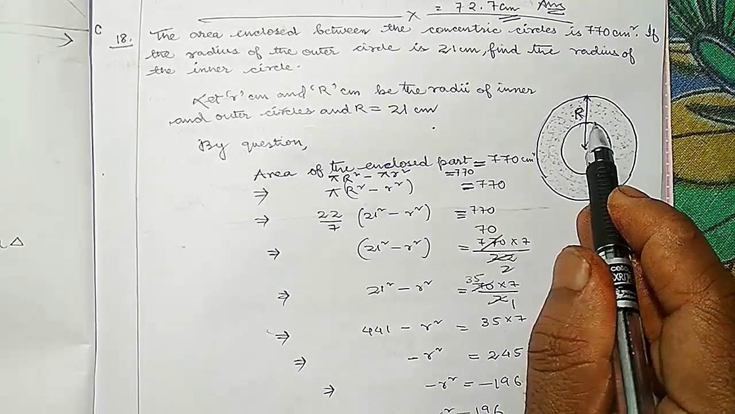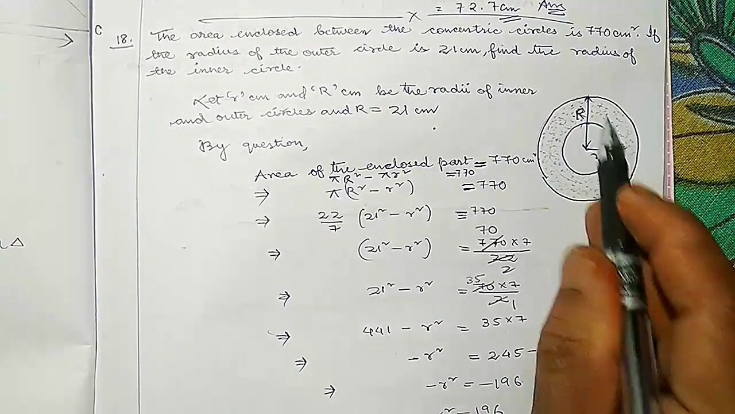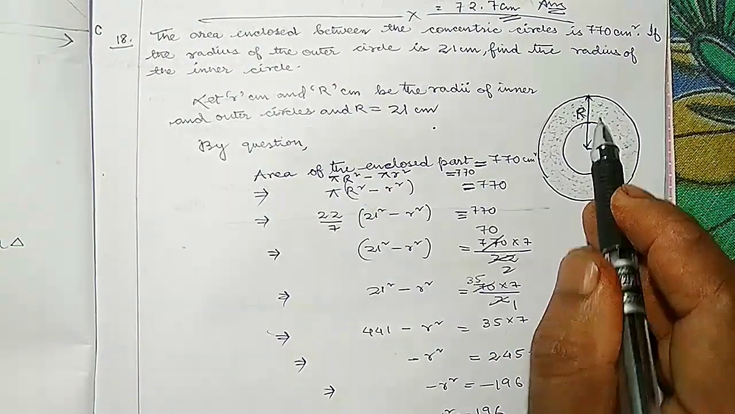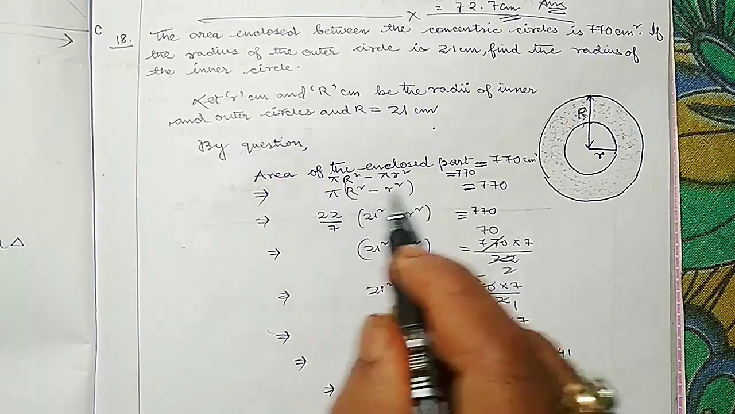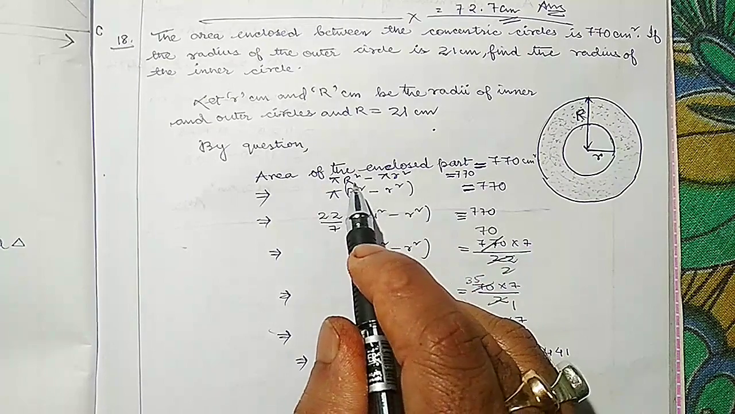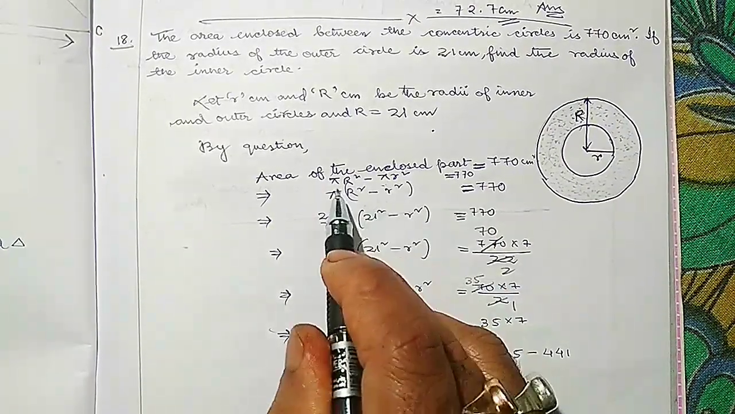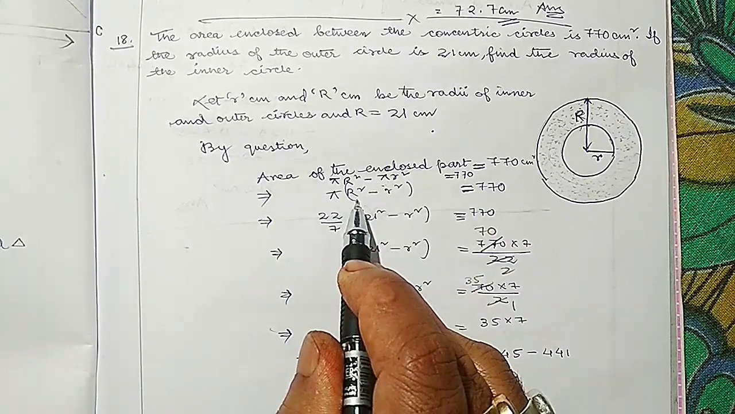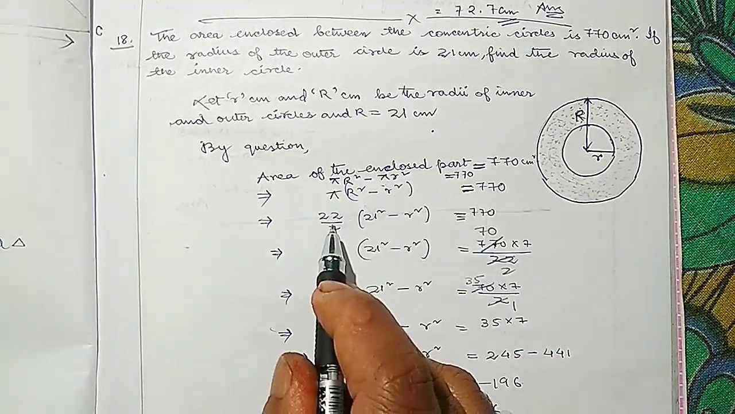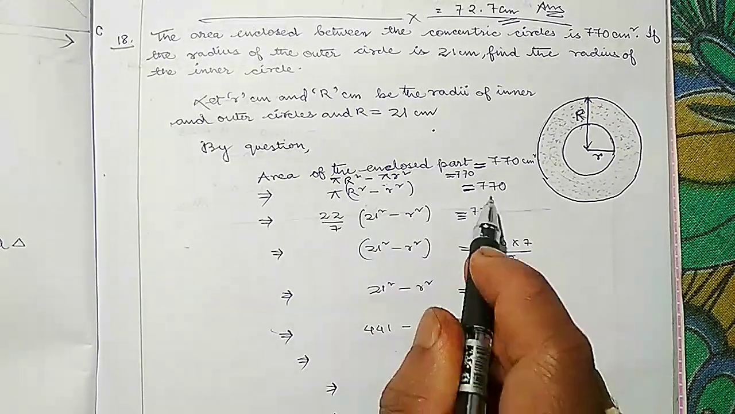In the question it is given area of the enclosed part, that means area of this part is 770 centimeter square. Now area of the enclosed part means area of the outer circle minus area of the inner circle. Area of the outer circle is pi capital R square and area of the inner circle is pi small r square, and this is 770. If I take pi common, we are left with capital R square minus small r square, which is 770. Now pi is 22 by 7, capital R is 21.